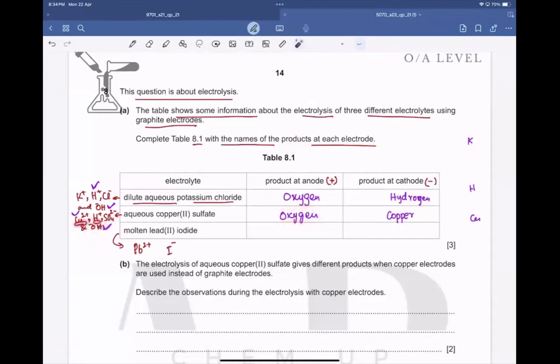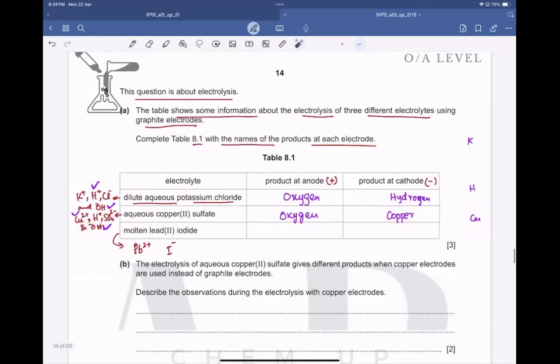Now copper and hydrogen. So copper is below hydrogen, right? So for cations, the one which is below is going to form element at cathode. So that's why copper is going to form copper metal at cathode, because copper is below hydrogen. Is it clear, Mustafa?